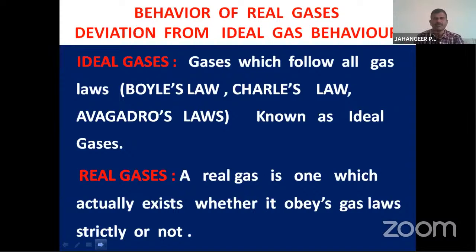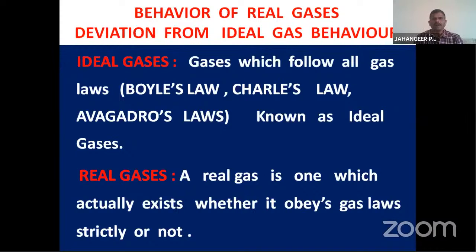Gases that completely or strictly obey all the gas laws we discussed are known as ideal gases. In our universe, there are no ideal gases. Ideal gases are also named perfect gases. Whatever gases exist in our universe come under real gases only. So ideal gas is a hypothetical phenomenon.